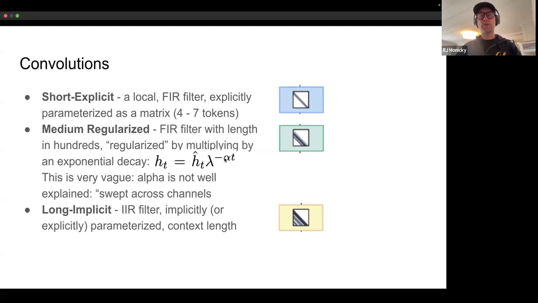What I was actually asking about was this alpha parameter. It says in the paper that it's swept across the channels, and they don't really go into what that means. I think I understand what channels are, basically the different dimensions in your hidden dimension. Is that right? But I don't really understand why sweeping this would be a good idea, or if I'm completely misunderstanding what they're saying.